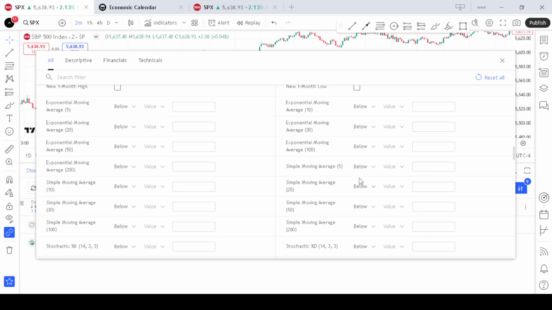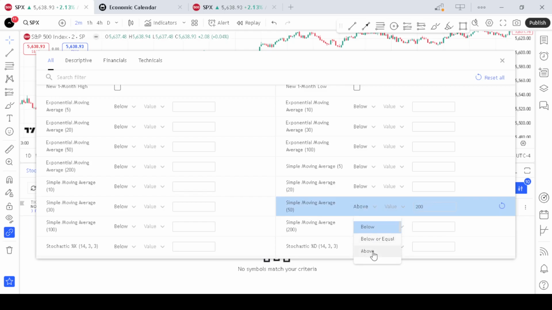Go to the simple moving average in this area, we look for the 50 moving average and set it to when it crosses above the value of 200. You just need to set the 50 moving average when it crosses the value of 200. That would set that together.